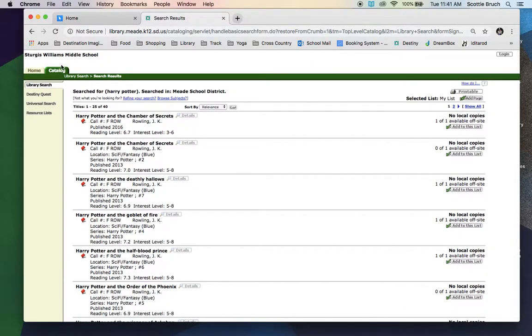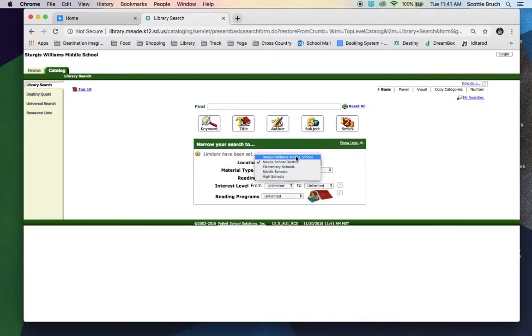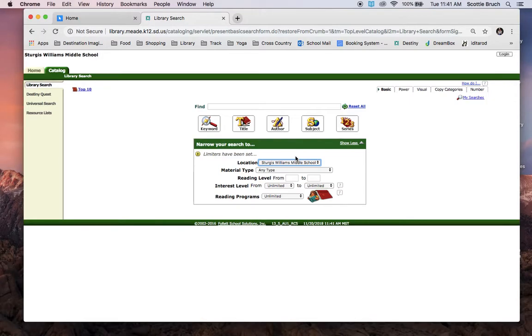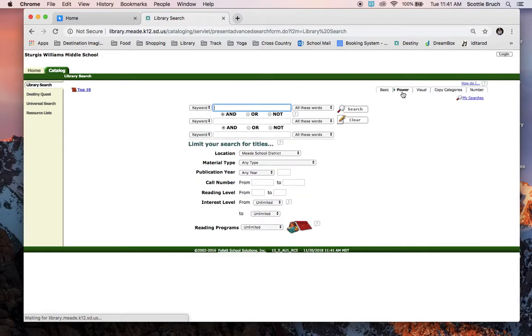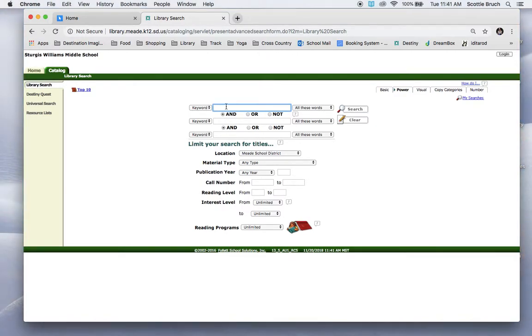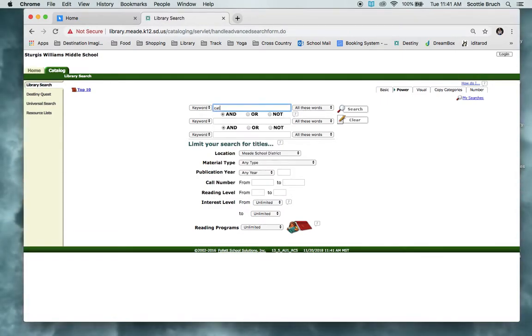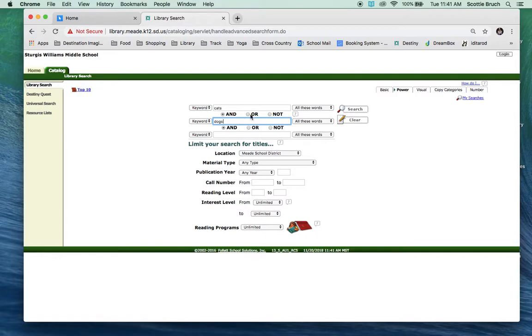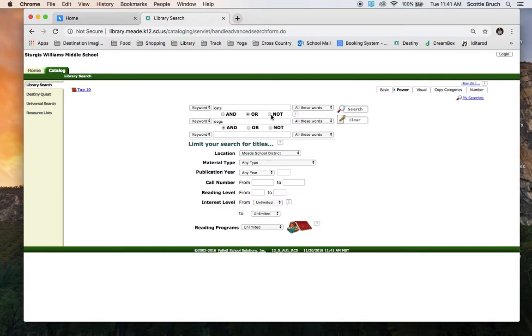Okay, so back to searches again. I'm going to go back to the regular search, and I'm going to go back to just Sturgis Williams Middle School. So that's your basic search. Of course, there's other options up here as well. The one that I like to show is the power search, because it gives you a few more options. You have 3 search bars, so you can say that you're looking for a book about cats and dogs. I can do this, cats and dogs. Or maybe I don't care, it can be about cats or dogs. Or maybe I want it to be about cats but not about dogs. So that gives you a few more options there.